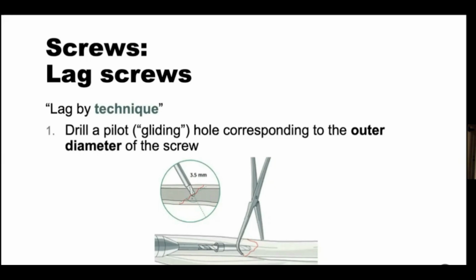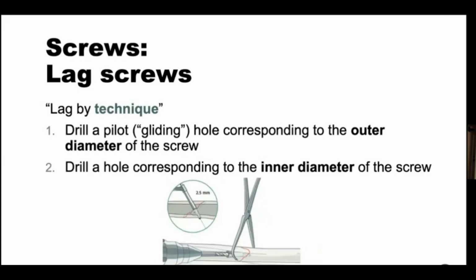And there's two main steps. The first one is that you drill what's called a pilot hole. And this pilot hole or gliding hole corresponds to the outer diameter of the screw. So we're going to use the example of a 3.5 millimeter screw again. You're going to drill a 3.5 millimeter hole through just the near cortex. So you're just going to the fracture site, okay? And then the second step is that you drill a hole corresponding to the inner diameter of the screw through the second cortex, okay? So past the fracture site.